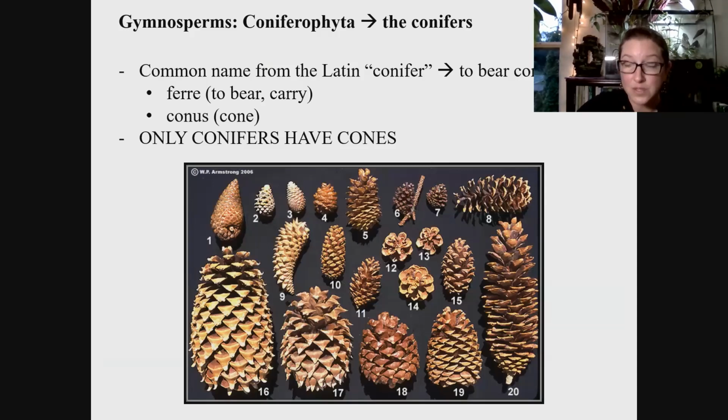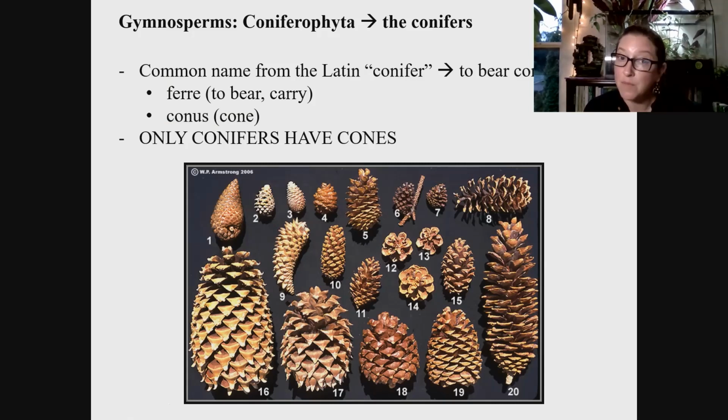Conifers make cones. Nothing else makes cones. The name even says it, conifer. Fer actually comes from the Latin to carry or bear, and conus, which refers to a cone. So the name conifer means to bear cones. Conifers have cones. Nothing else has cones. Even the book puts it in parentheses: it's no such thing, only conifers.